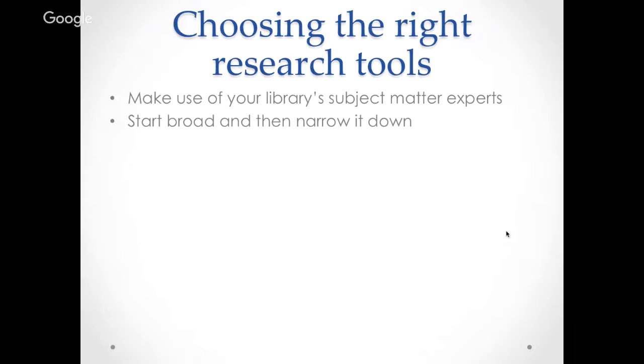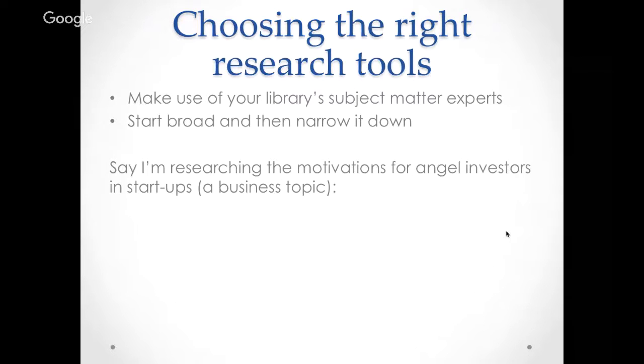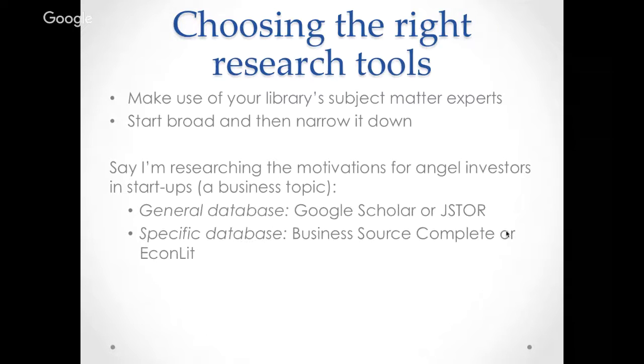Now, even if you don't have access to subject matter experts, the main approach for finding the right research tools is starting broad and then narrowing it down. What do I mean by this? So going back to our example topic for today, you're researching the motivations for angel investors in startups, which is a business topic. So you're gonna wanna start with a broad search engine or scholarly database. The top ones that I like to use, no matter what the topic, are Google Scholar, JSTOR, Project Muse.